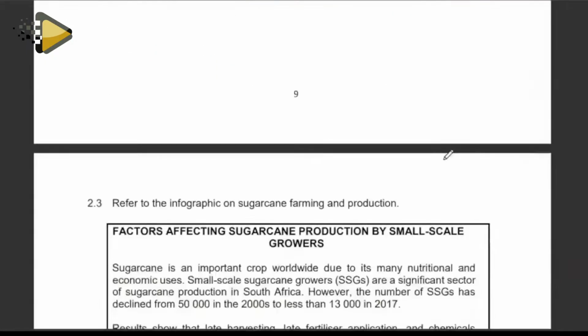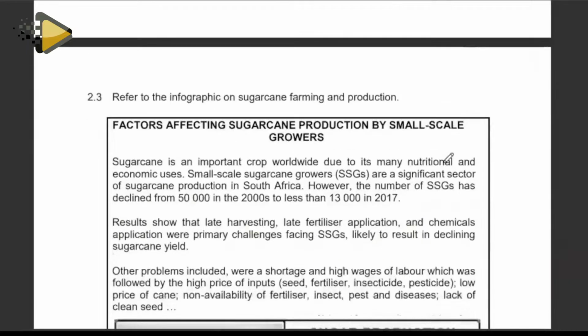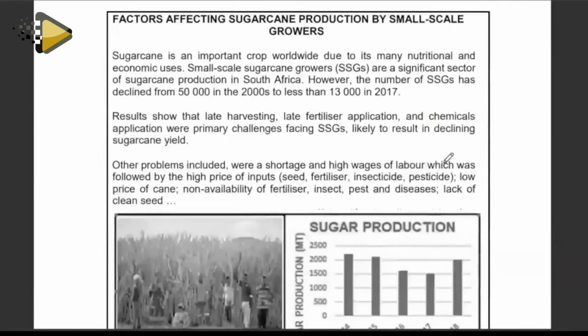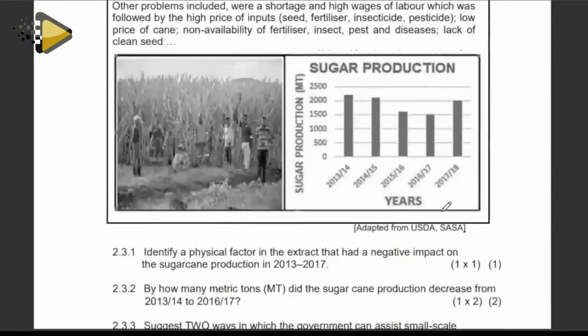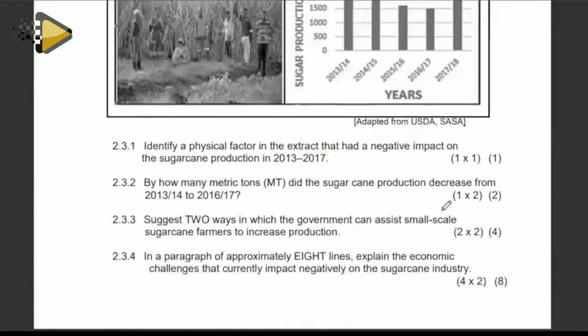We move on to number 2.3. Factors affecting sugarcane production by small-scale growers. We are not going to go through the extract. We are going to do the questions. Right. Identify a physical factor in the extract that had a negative impact on the sugarcane production in 2013 to 2017. We want a physical factor. A physical factor is a natural factor.